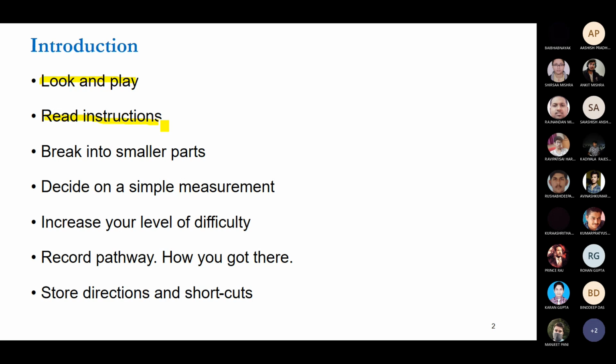Which voltage level you are able to give, the maximum current level, what their features are, the division per unit actually. All the things are very important. Break into small parts so you can remember and understand everything. Decide a simple measurement, then increase your level of difficulty. Record the pathway, how to get there, and the source of direction. This way you are able to measure electrical quantities using the oscilloscope.